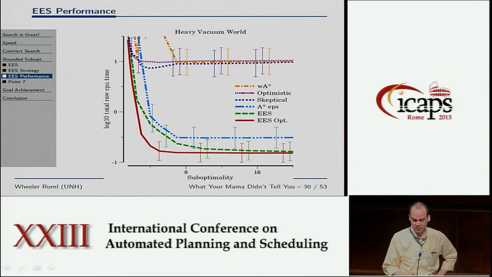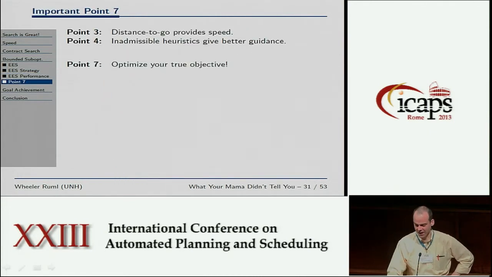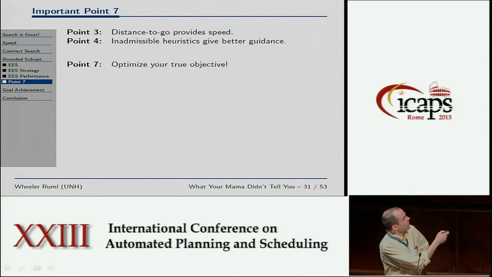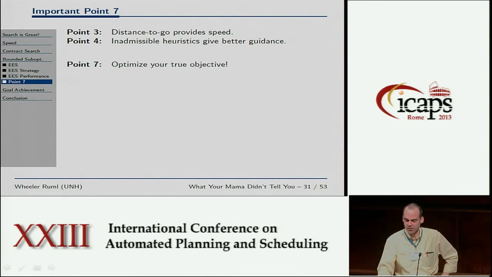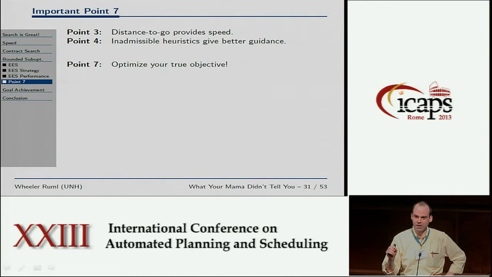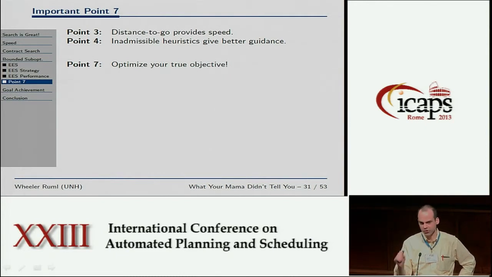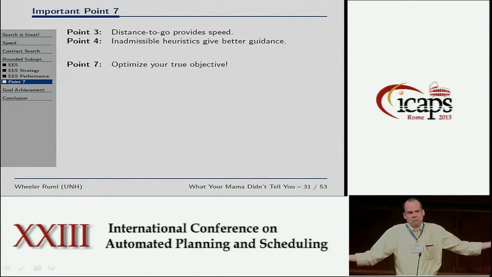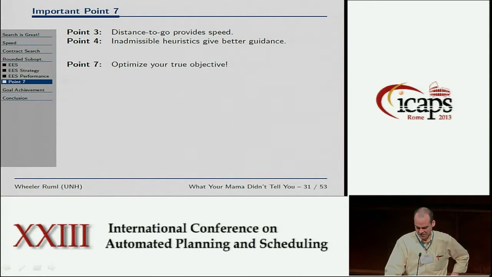So that's explicit estimation search. And in addition to reinforcing the points that I made earlier about distance and inadmissibility being really important, I think this also exemplifies a seventh point, which is really you should be trying to optimize your true objective. If you want to find the solution as quickly as possible within a bound, that's the node you should expand.